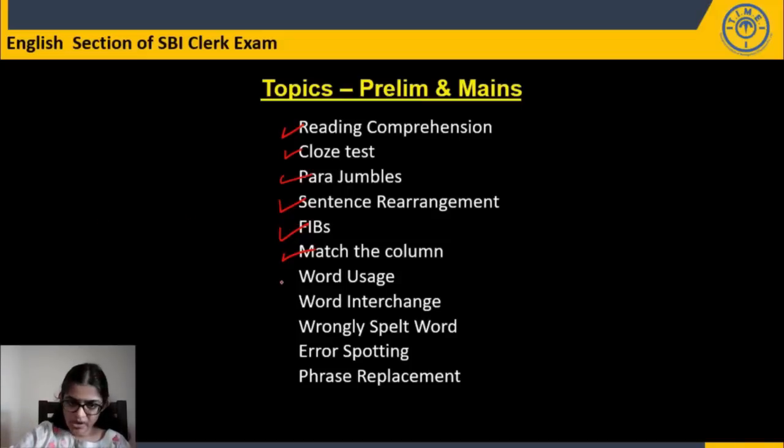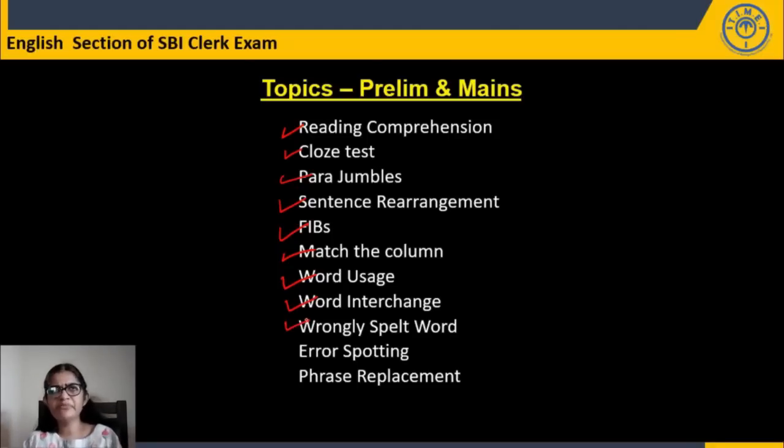Then there is word usage. You are expected to identify the appropriate or inappropriate usage of words. Then there is word interchange, where in a sentence words may be jumbled up. Okay, some words are highlighted and they are all mixed up, jumbled up. You have to put the right words in the right position. You have wrongly spelt words.